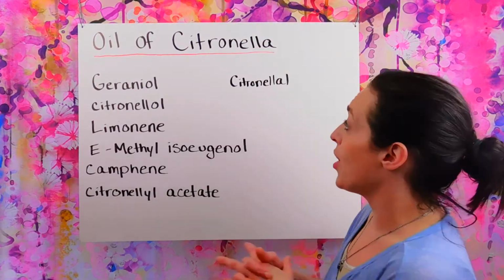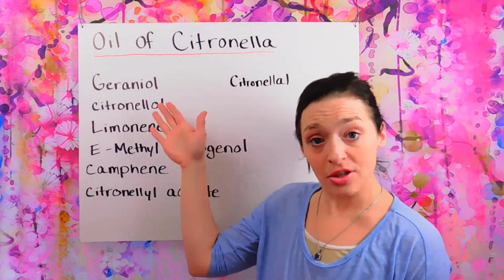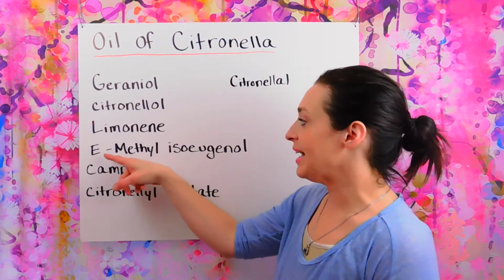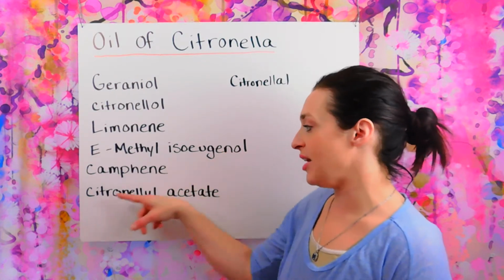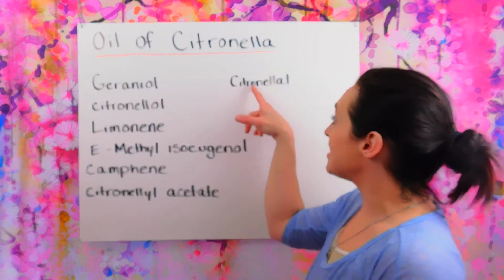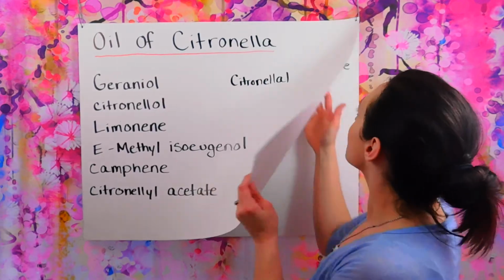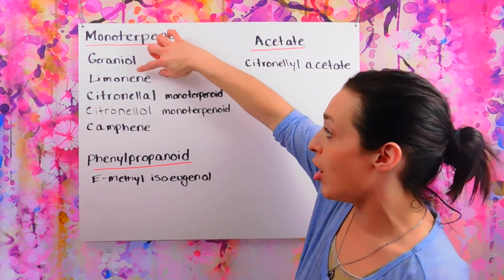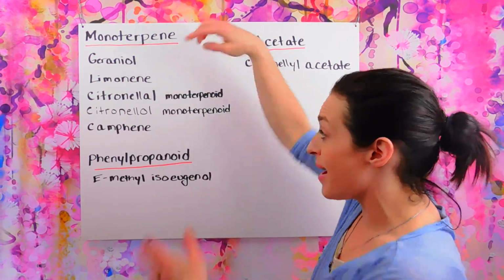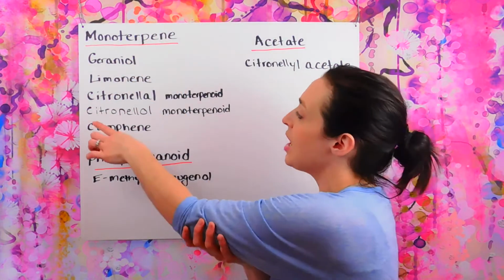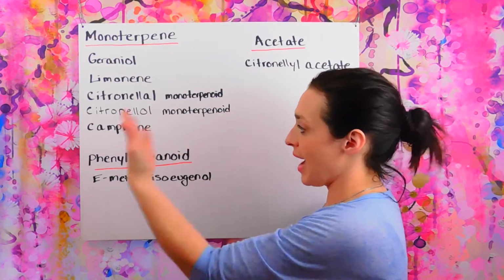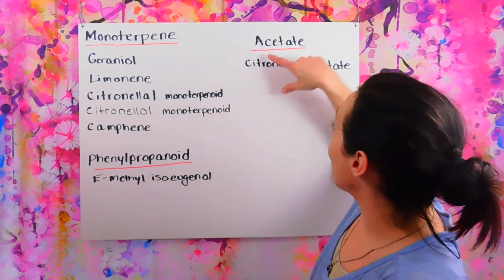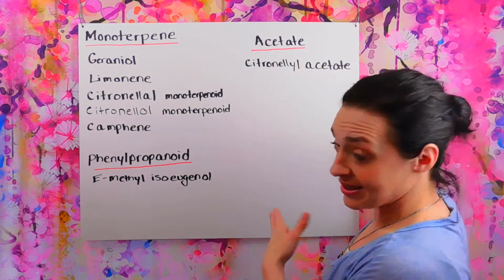We have the oil of citronella. So these are the constituents of the oil of citronella. Geraniol, citronellol, limonene, E-methyl-isoeugenol, camphene, citronellyl acetate. Let's break them up into their proper categories. So we have some monoterpenes here: geraniol, limonene, and citronellol, which is a monoterpenoid. Again, it comes from a monoterpene. Camphene. And then we have phenylpropanoids, E-methyl-isoeugenol. And then we have our acetate, citronellyl acetate.